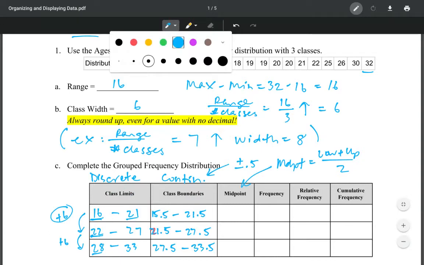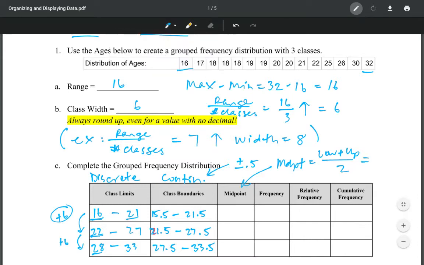Okay, so now I want to take the midpoint. To get this first midpoint, let me write it over here. You could use the boundaries or the limits, it doesn't matter. The limits are just a little cleaner, but you'll get the same answer. So I'm going to take 16 plus 21 and then divide that by 2.